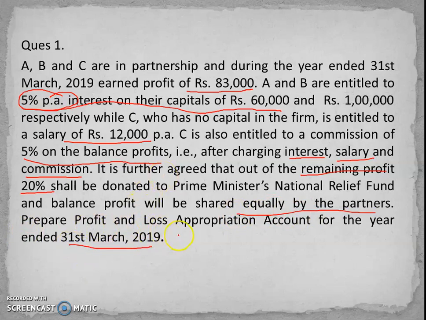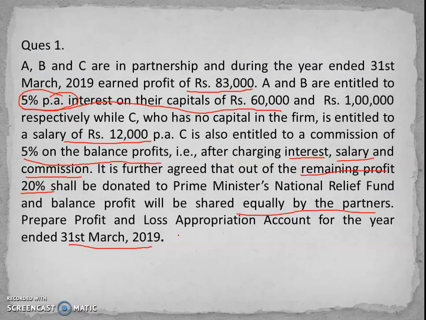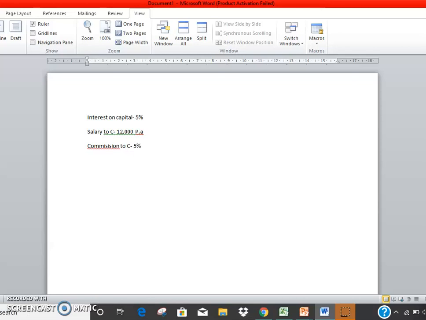So there are few things that you have to keep in mind. So what are those things? First, you have to take that interest on capital needs to be given. And what is the rate? That is 5%. Second thing is the salary to C, which is 12,000 per annum. Third is the commission to C, which is given as 5% on the balance profit.